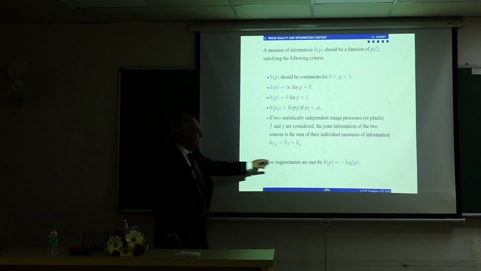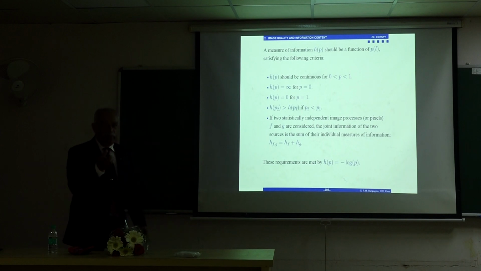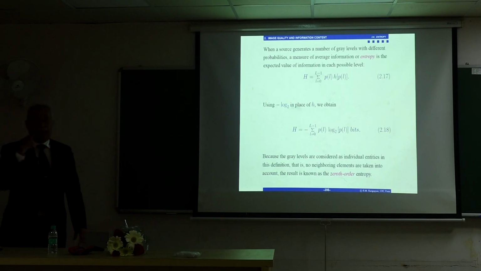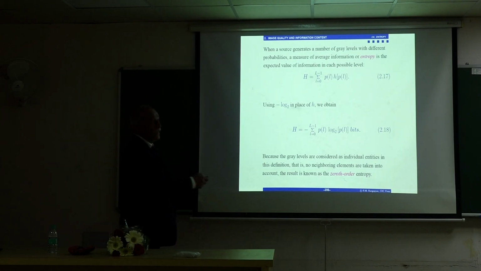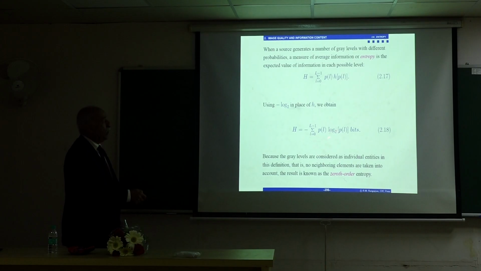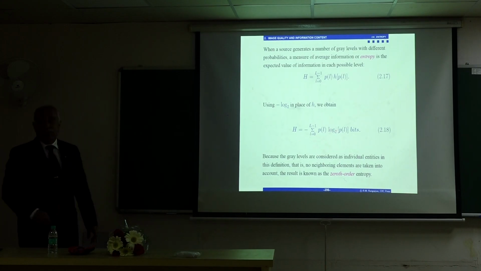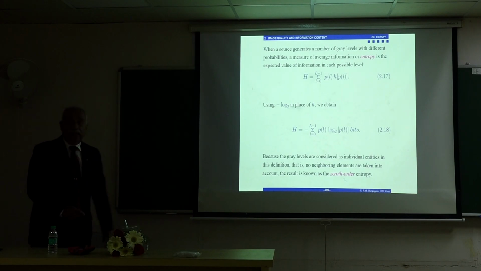So these requirements are met by the log function. And because log of a value between 0 and 1 will give you negative values, you put a minus sign. And then you weight it with the probability. Apply a weight equal to the probability. So P_L H(P_L) or P_L log P_L. And sum over all the values, L going 0 to L, capital L minus 1. That is entropy.